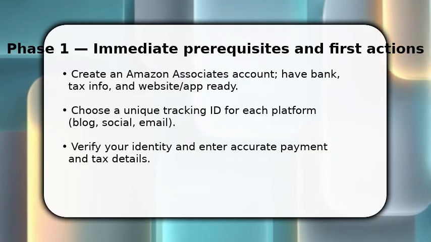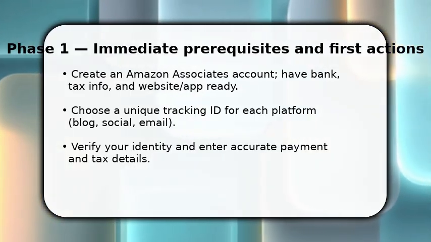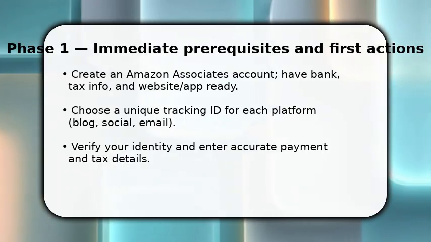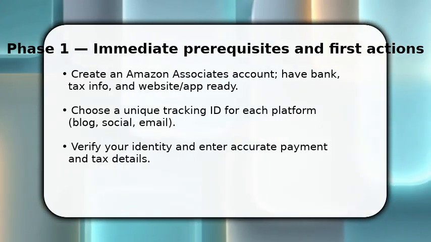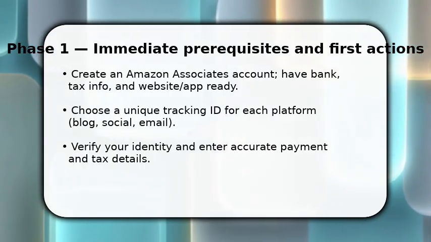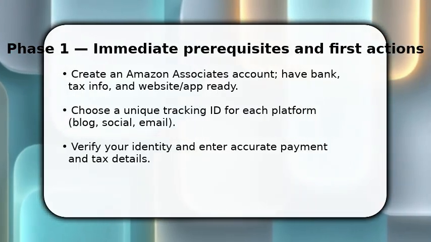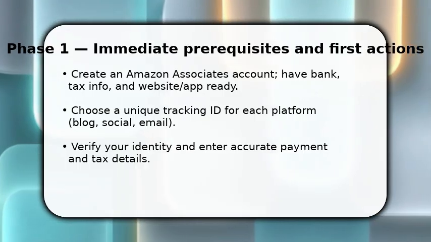You begin by creating your Amazon Associates account. Do this now so you can generate links. Sign in with your Amazon credentials, then enter payment, tax, and website or app details that are required to receive commissions. Once done, create a clear tracking ID per property. This lets you see which audience drives sales.